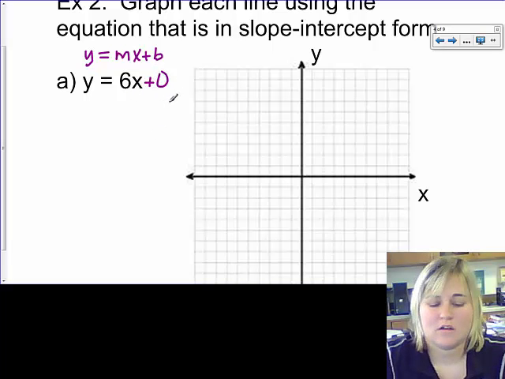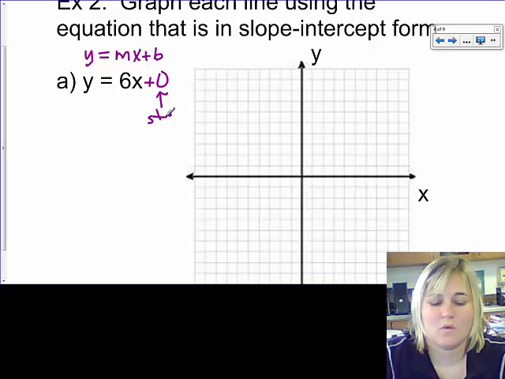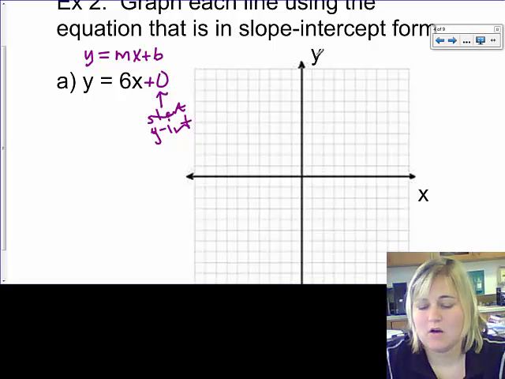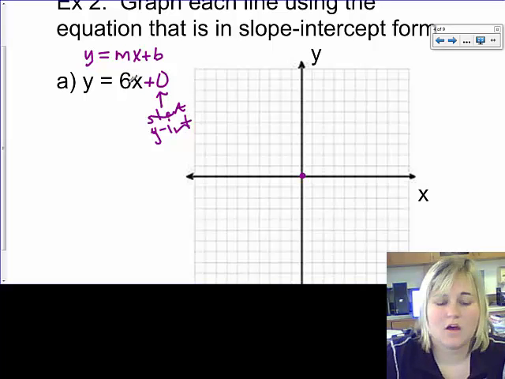Because when I graph, I always start with my y-intercept. And from that, I graph my slope. So I'm going to start with my y-intercept. I'm going to go to 0 on the y-axis. So this is y, and 0 on the y-axis is right here. So that's my first point. My next point I'm going to make by doing my slope.